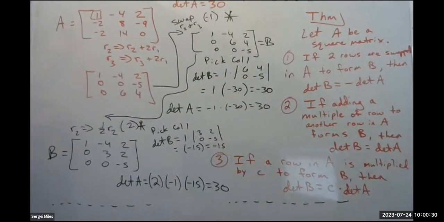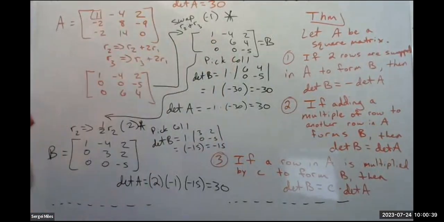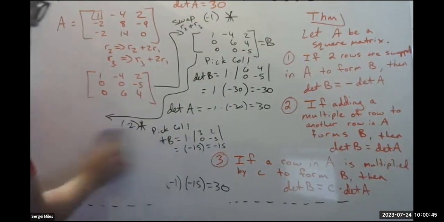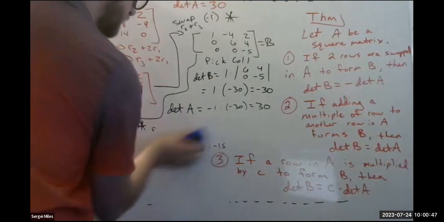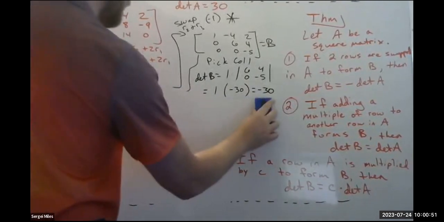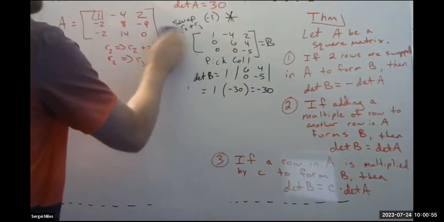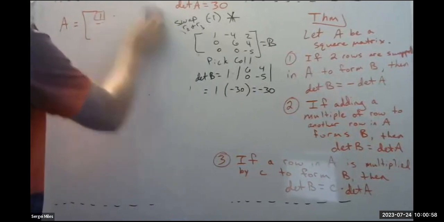Okay. Now there is one other piece I want to highlight here, and that's the fact, what was the determinant of this matrix B? Well, what's the pattern here? We have this funny looking matrix where, let me just make some room.